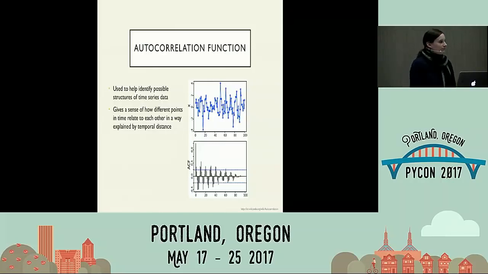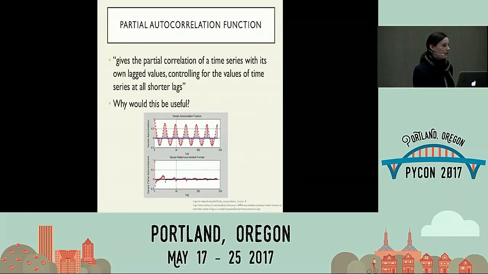So what am I going to do about that? I really only want the true correlation, right? So I want the shorter time period. I'm going to use something called the partial autocorrelation function. So what the partial autocorrelation function does is it gives the partial correlation of a time series with its own lagged values, controlling for the values of the time series at all shorter lags. So that means that if a correlation can be explained by a shorter time period, it's not allowed to take that same correlation and sort of recycle it and give credit to that longer time period. We're going to say that the shorter time period with a correlation is the real one, the more natural one.